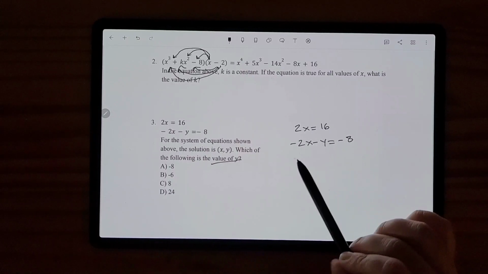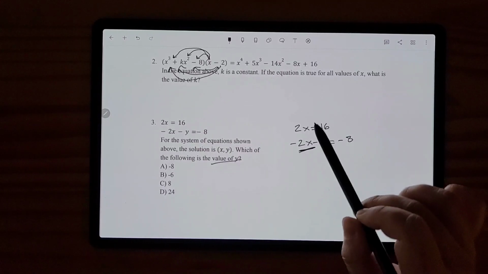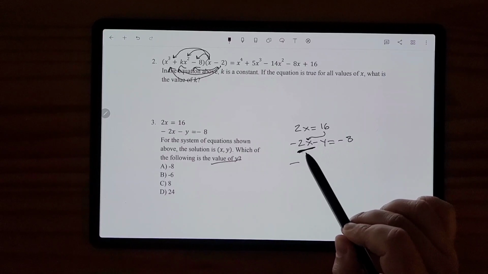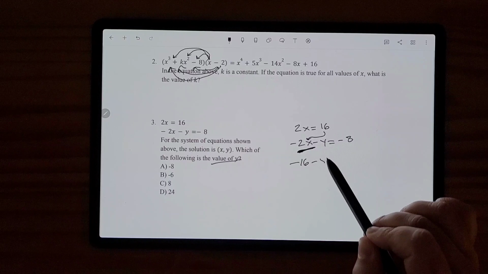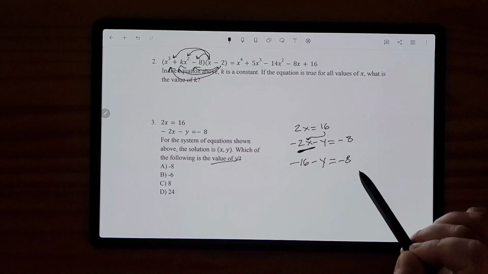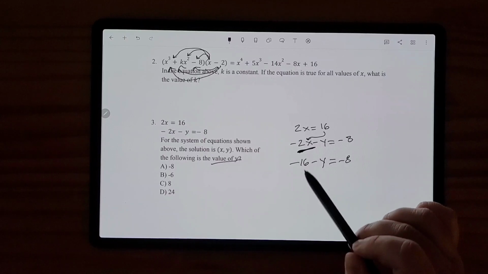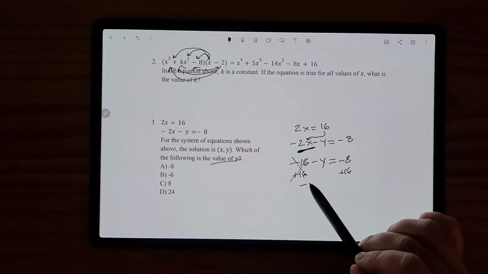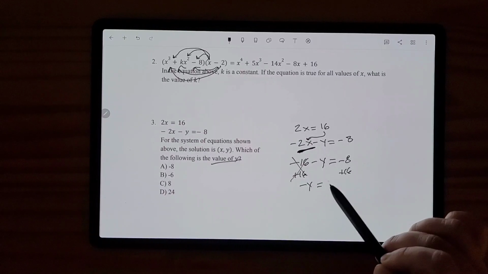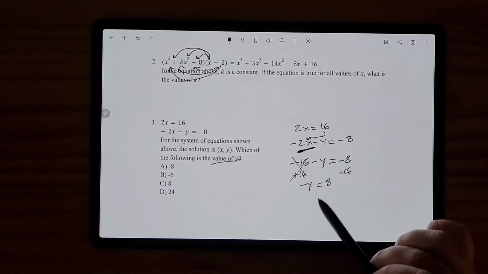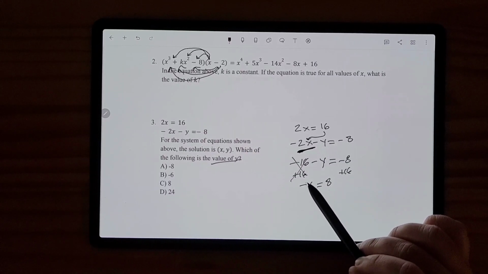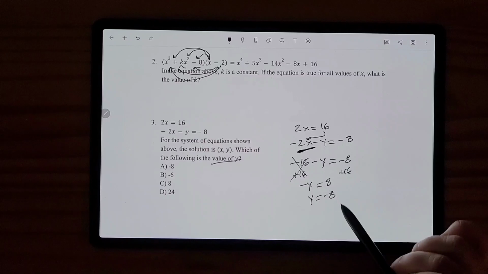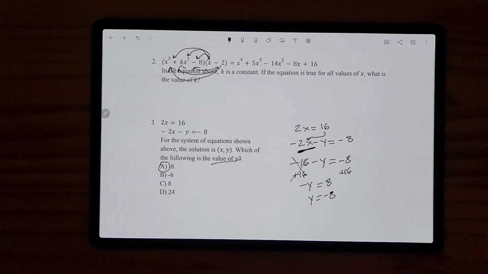I'm going to say 2x is the same thing as 16. So where I see a 2x, I'm going to substitute in 16. Instead of -2x, I'm going to have -16 minus y is equal to -8. Now I'm trying to solve for y and get it by itself, so I have to add 16 to each side to move it away from y, or in this case -y, and that's going to equal +8. Then I have to divide by -1, because this is technically saying -1 times y, so I have to do the opposite to move the negative. Divide by -1 on each side, and I get y is equal to -8. So the answer should be A.